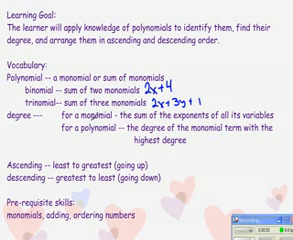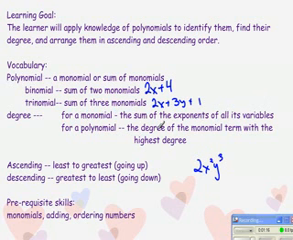Finding a degree. There are two different types. You can find it for a monomial and for a polynomial. They're a little bit different. For a monomial, it's just the sum of the exponents of all its variables. So if I had something like 2x squared y to the third, these are my variables. 2 plus 3 is 5. My degree for that monomial is 5.